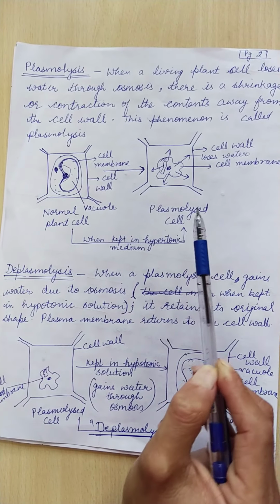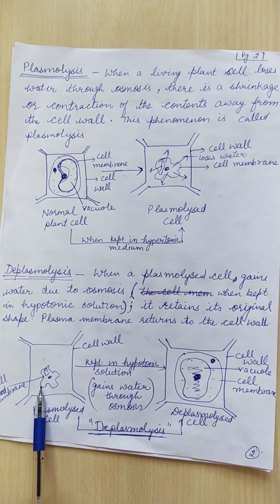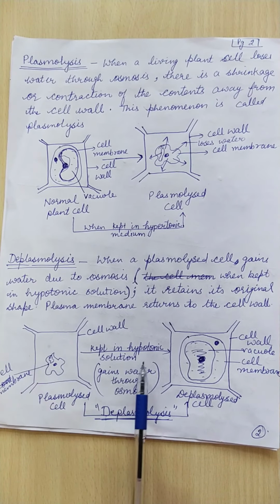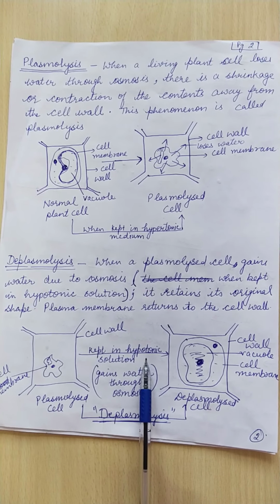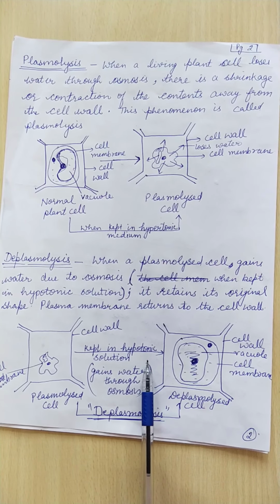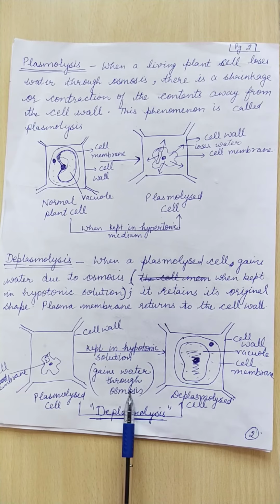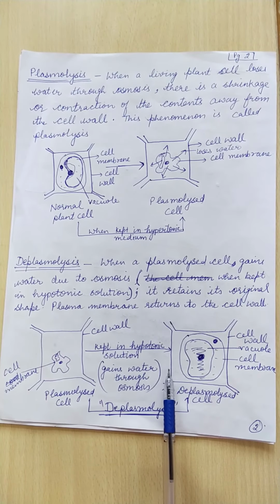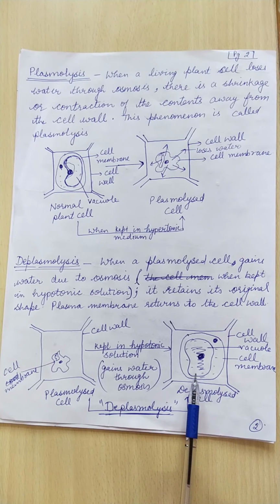Now again, when this plasmolysed cell is kept in a hypotonic medium, that is in pure water or in a dilute solution, it gains water through osmosis and the cell swells up and retains its original shape.